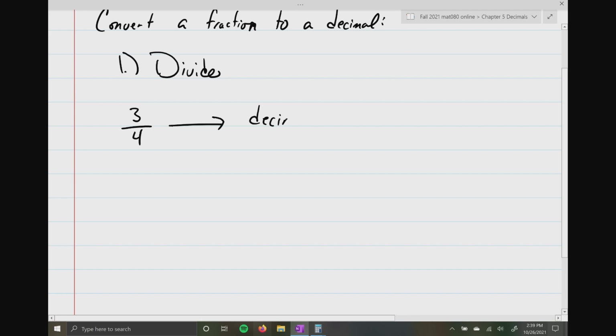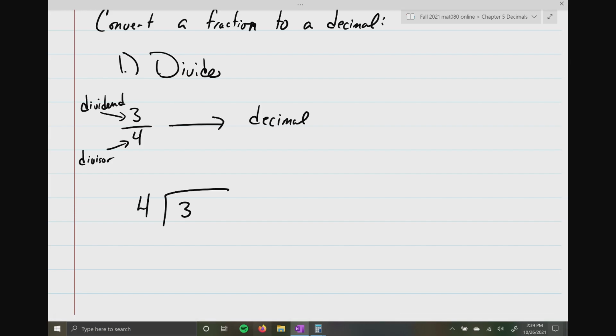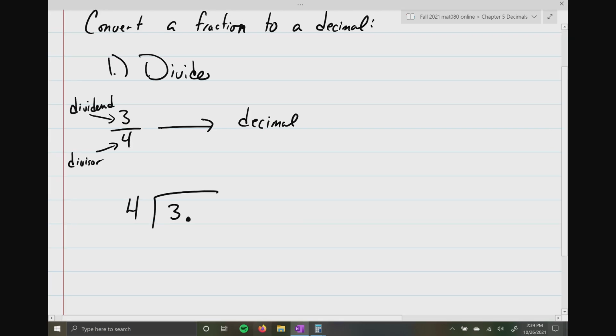Now, remember, the numerator is your dividend. The denominator is your divisor. So, here's our setup. Now, when we ask the question, can 4 go into 3? The answer is no, 4 is too large. So what do we do? We introduce a decimal, we copy it directly above, and we add a 0.